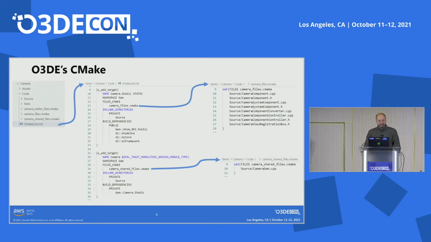So in this case, we have the camera_files.cmake. And if you look in the file system, that is in Gems/Camera/Code, camera_files.cmake. So it's basically right there. And it has the list of files that are going to be part of that target. And then we have another case of the camera target, and that has also a list of files. In this case, it has just 2 files. One of them is a CMake file that is just added so we can see it in the IDE. And the other one is the CPP file.